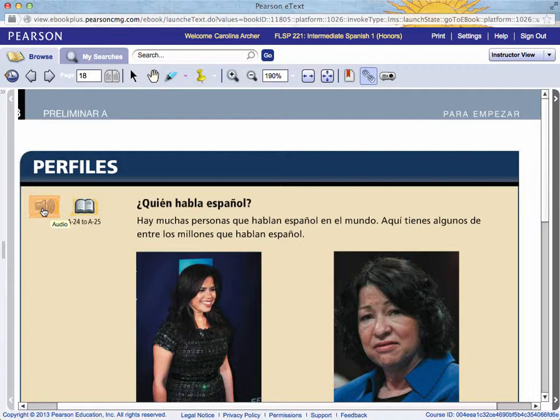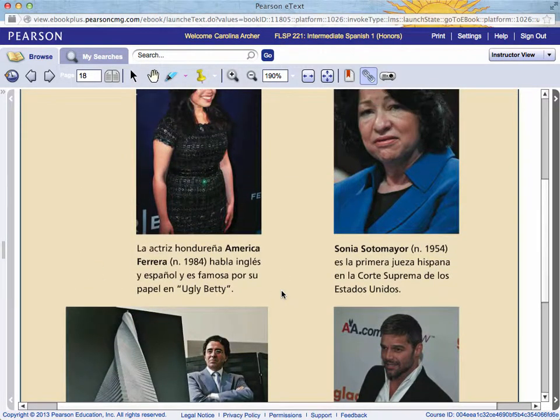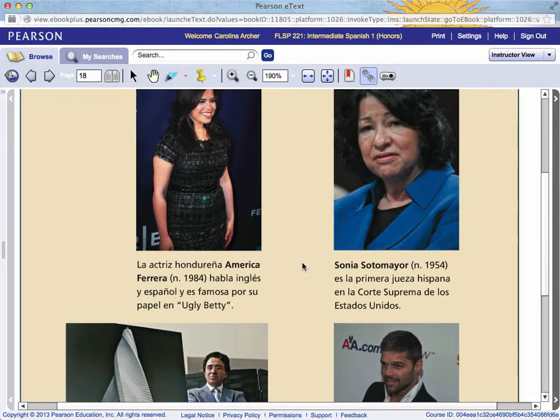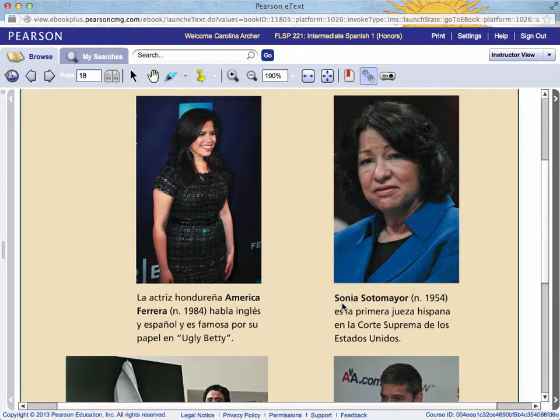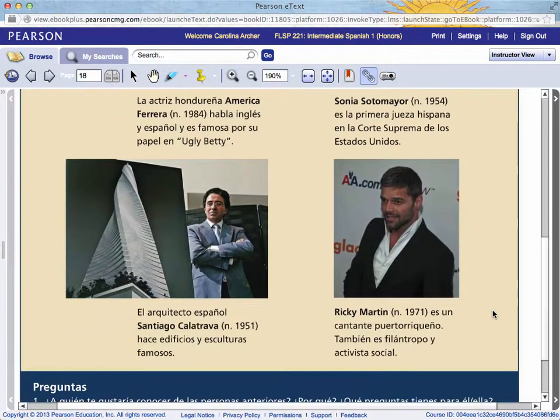De los perfiles, ¿ok? Hay muchas personas que hablan español en el mundo. Aquí hay algunos entre los millones que hablan español. Okay, so here are some people that speak Spanish. La actriz América Ferrera, ¿cómo se llama? Sonia Sotomayor, la primera jueza hispana, Ricky Martin, Santiago Calatrava.